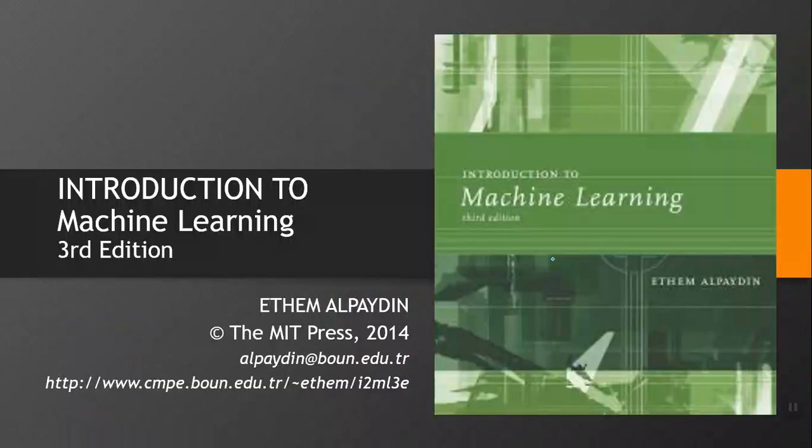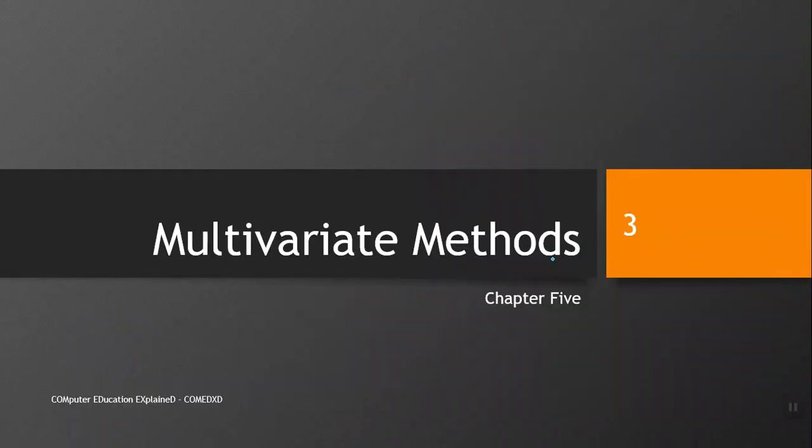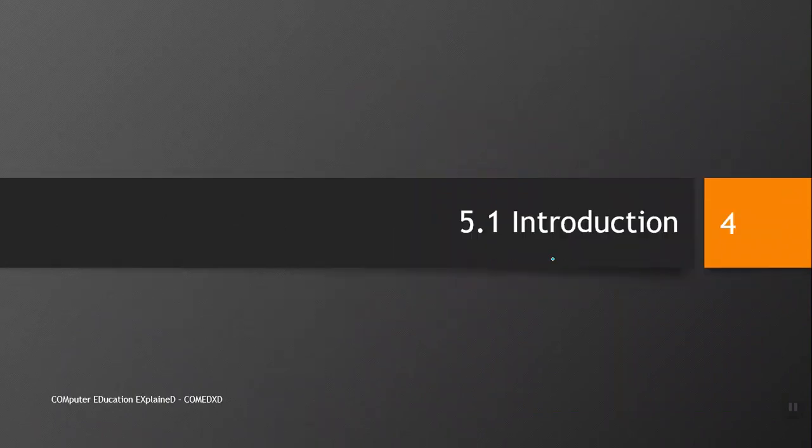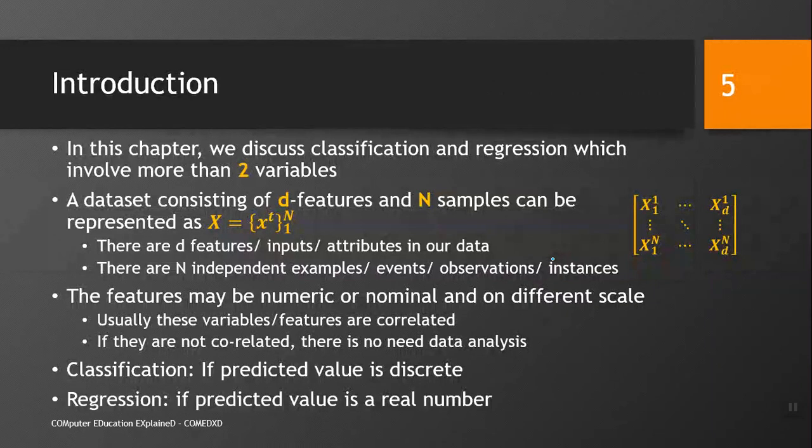Today we are going to start chapter 5 of our book that is related to the multivariate methods, how those methods could be used for regression and for classification purposes. Let us look at the background of this discussion. In this chapter we discuss classification and regression which involves more than two variables.